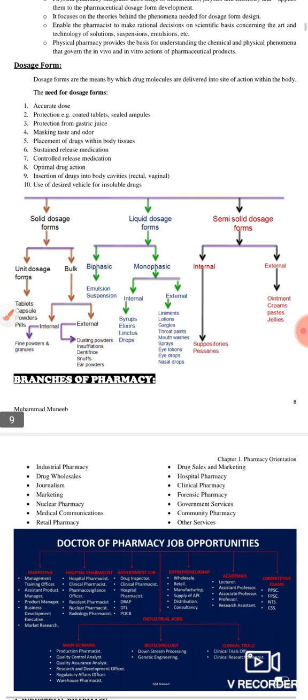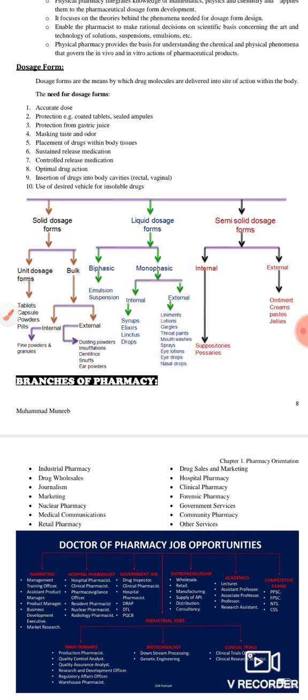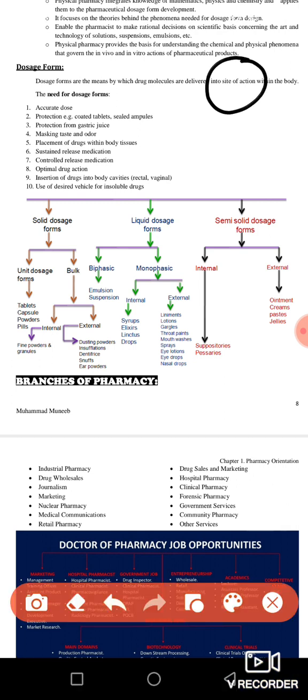Now let's see what the dosage form is. I am leaving some things out because you do not need the whole explanation of it, so don't panic about it. Dosage form means that by which drug molecules are delivered to the active site within your body. For example, if a human has pain in his arm, the arm is the active site, so the drug has to reach the arm. The drug moves into the blood, flows to your arm, and then treats you.